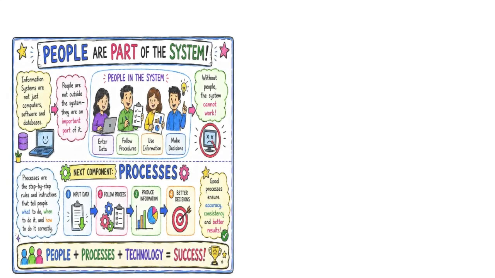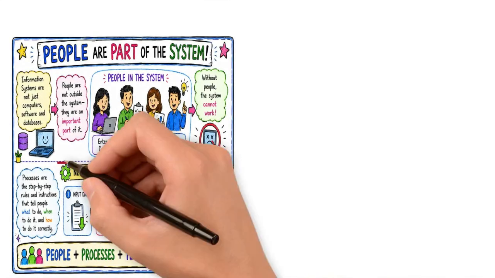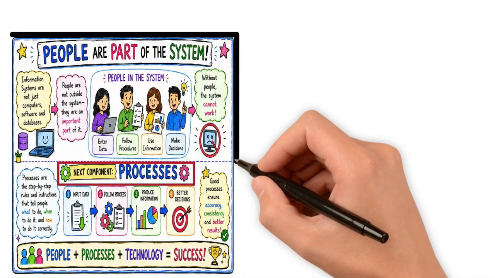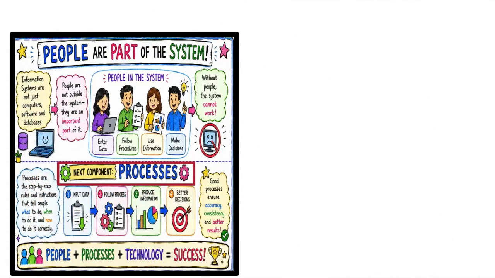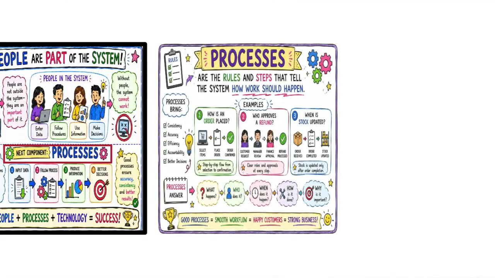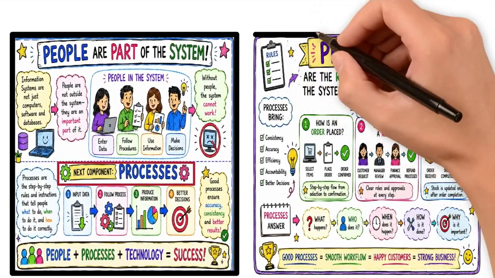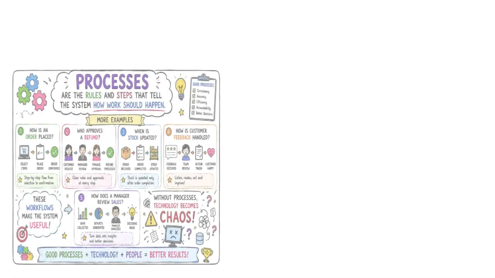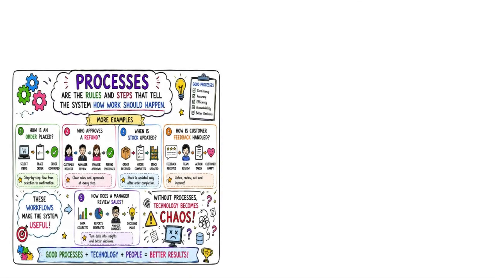Next comes processes. Processes are the rules and steps that tell the system how work should happen. How is an order placed? Who approves a refund? When is stock updated? How is customer feedback handled? How does a manager review sales? These workflows make the system useful. Without processes, technology becomes chaos.